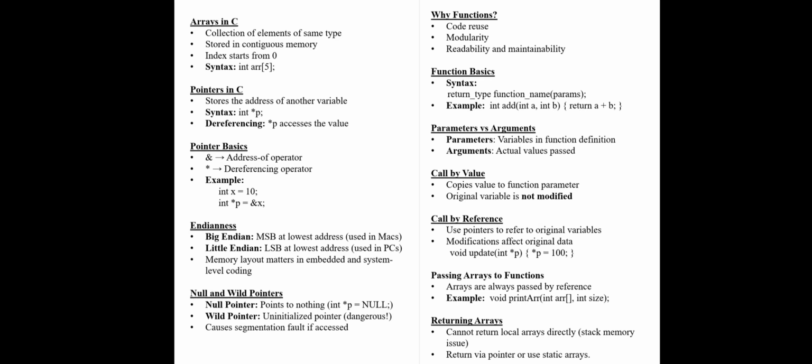Endianness defines how bytes are arranged in computer memory. This concept is crucial in embedded and system level programming because data storage order can affect communication between devices. Big Endian: the most significant byte is stored at the lowest memory address. It's used mostly in older systems and some network devices. Little Endian: the least significant byte is stored at the lowest memory address. It's used in most PCs and controllers such as Intel and ARM based systems.